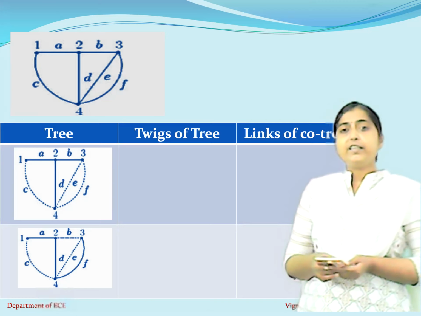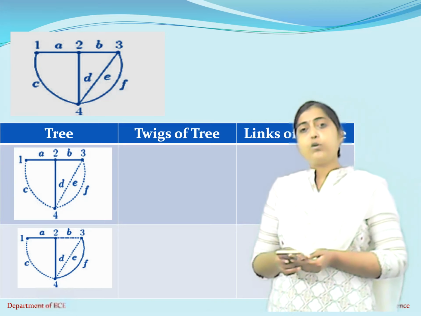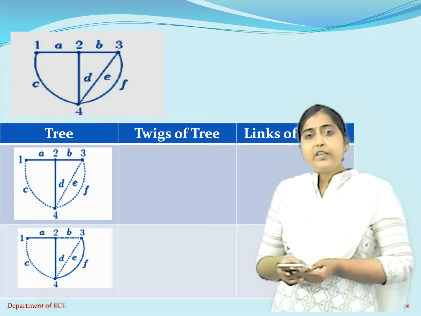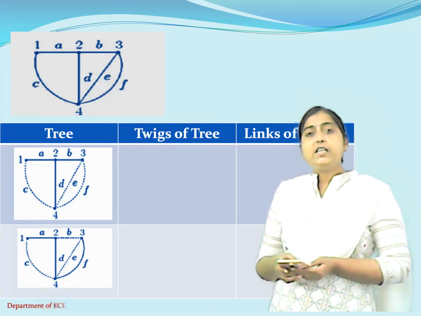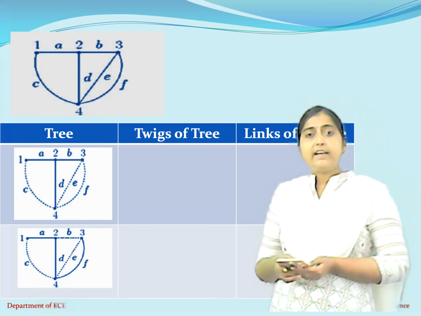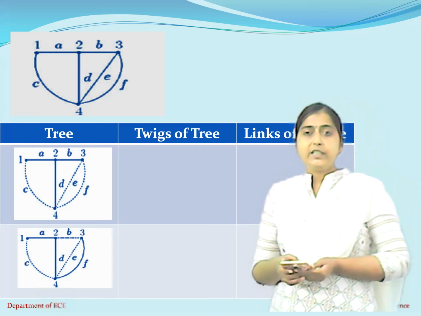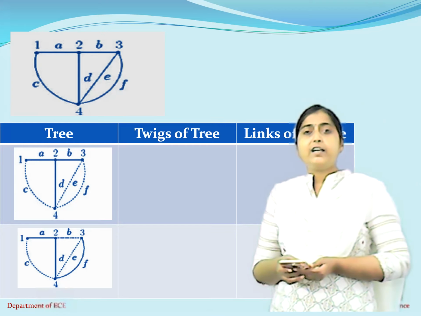Twig is nothing but a branch in a tree which we are removing to make a closed loop an open loop. But after removing this twig from the network, again I will replace this with dotted lines, not with a solid line. I will replace this branch C with a dotted line, that we call a link. I hope it is clear to everyone what the difference is between a branch and a link.